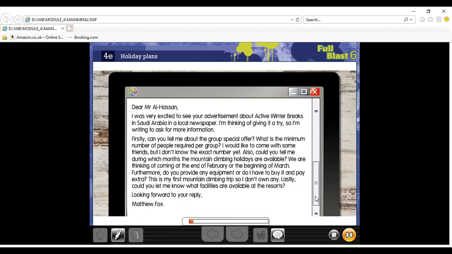3. Speak and write. Dear Mr. Al Hassan, I was very excited to see your advertisement about active winter breaks in Saudi Arabia in a local newspaper. I'm thinking of giving it a try, so I'm writing to ask for more information. Firstly, can you tell me about the group special offer? What is the minimum number of people required per group? I would like to come with some friends, but I don't know the exact number yet. Also, could you tell me during which months the mountain climbing holidays are available? We are thinking of coming at the end of February or the beginning of March. Furthermore, do you provide any equipment, or do I have to buy it and pay extra? This is my first mountain climbing trip, so I don't own any. Lastly, could you let me know what facilities are available at the resorts? Looking forward to your reply, Matthew Fox.